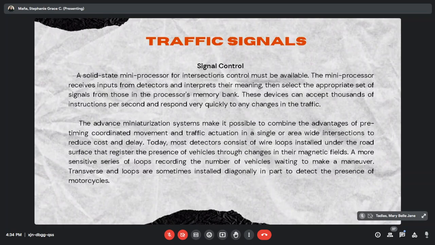Today, most detectors consist of wire loops installed under the road surface that register the presence of vehicles or changes in their magnetic fields. A more sensitive series of loops records the number of vehicles waiting to make a maneuver. Traverse loops are sometimes installed diagonally in part to detect the presence of motorcycles. So most detectors are installed under the road so they can also sense motorcycles. Next slide.